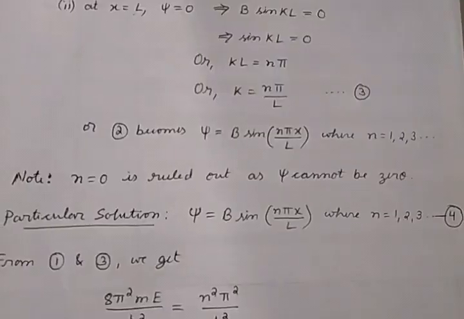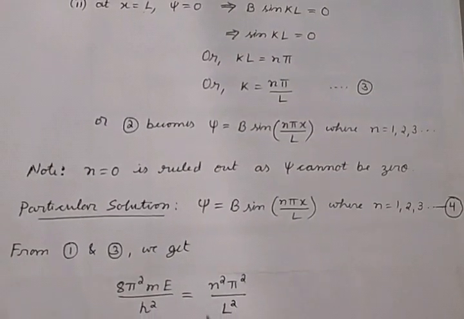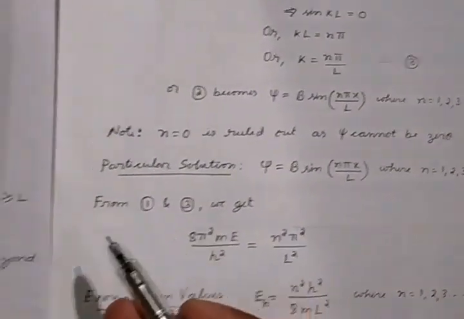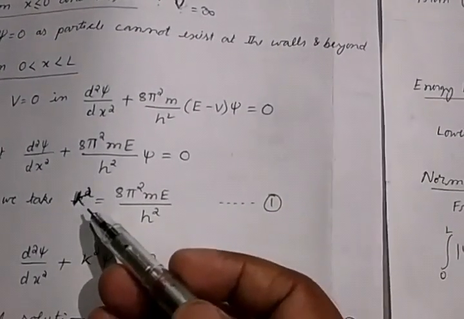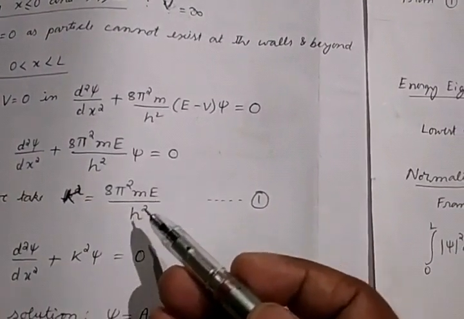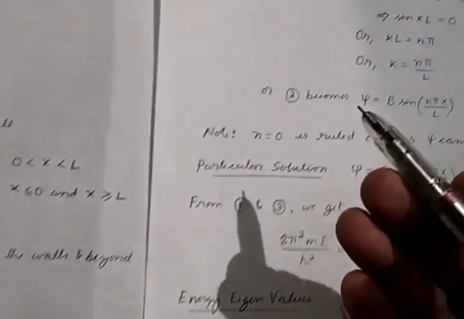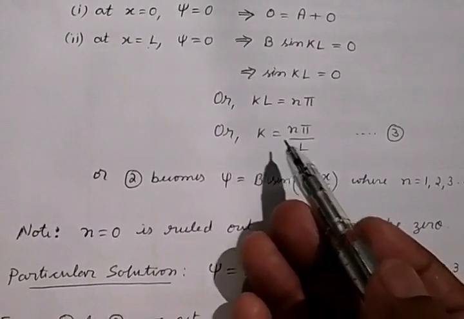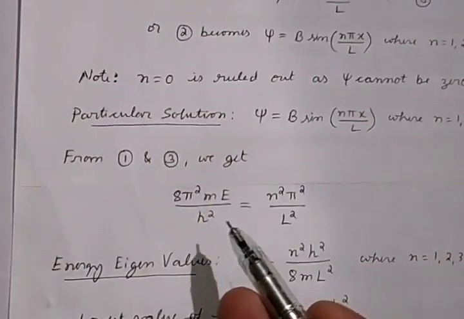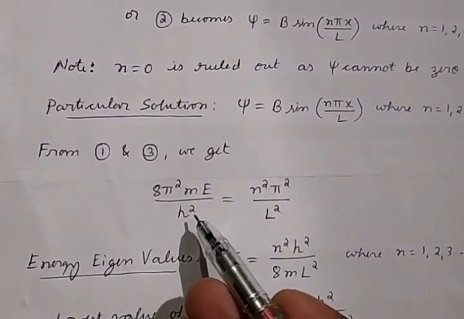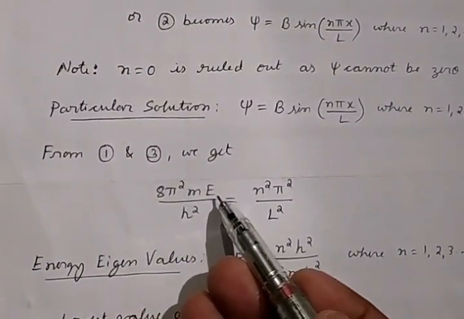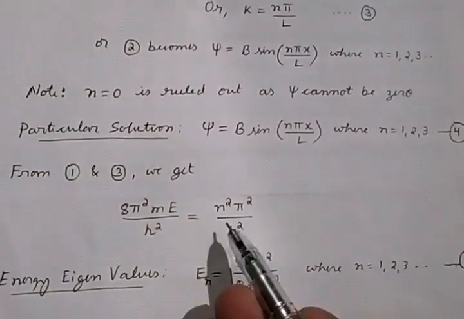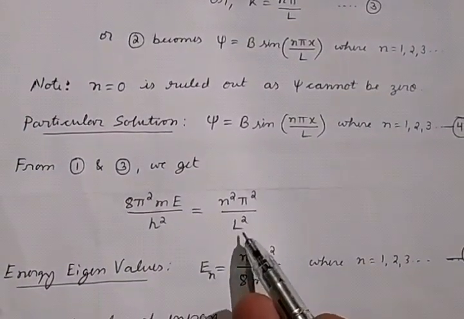So this is the particular solution we get. Now let us take equation 1 and 3. In equation 1, we took k square is equal to 8 pi square m e by h square, and in equation 3 we got k is equal to n pi by l. So in both the equations we have k as the common term. Therefore if we equate those two equations, we get k square, which is 8 pi square m e by h square, is equal to, from the third equation, k square as n square pi square by l square.